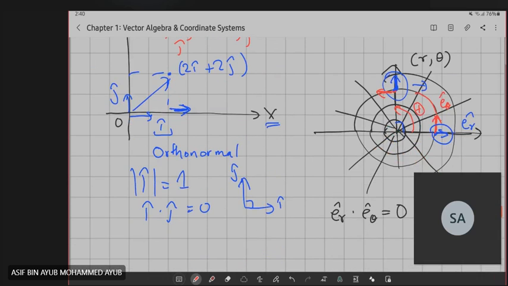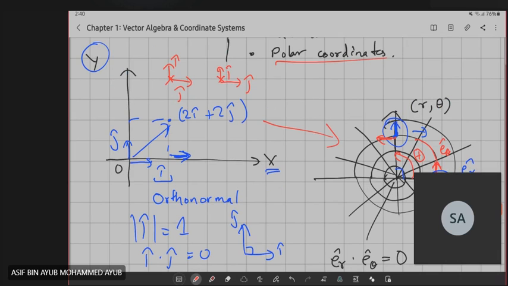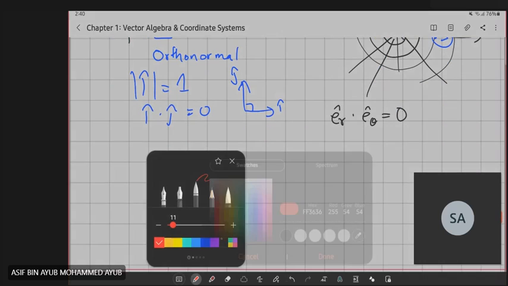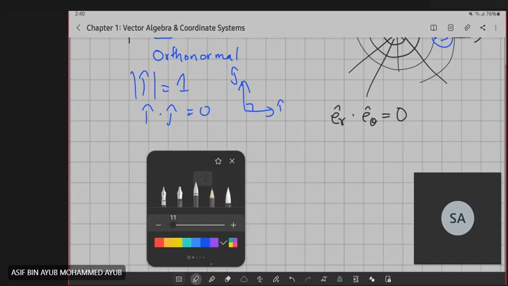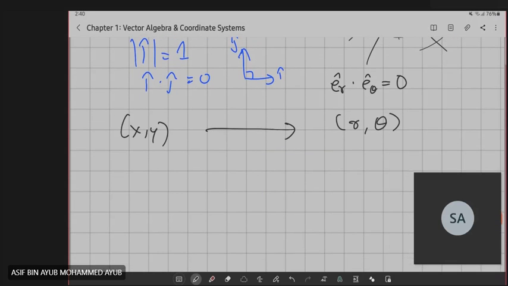Okay, so how do you move from this coordinate system to this coordinate system? Suppose in the Cartesian system I have coordinates x and y. How do I move to r and theta? What's the relation between them? You've probably seen this before.